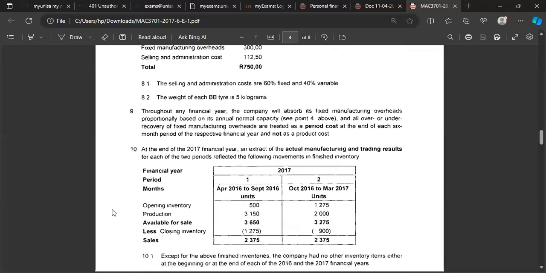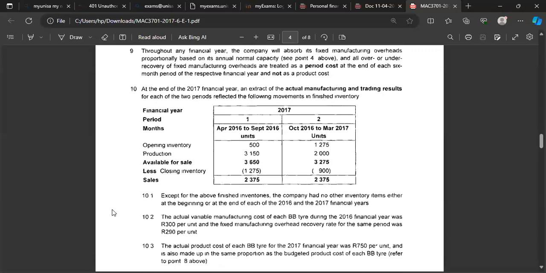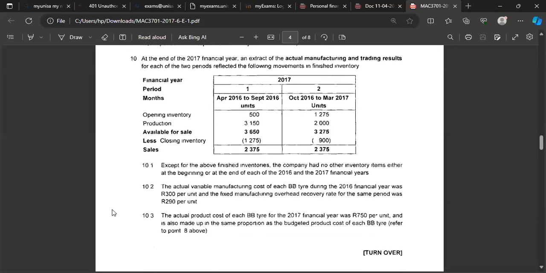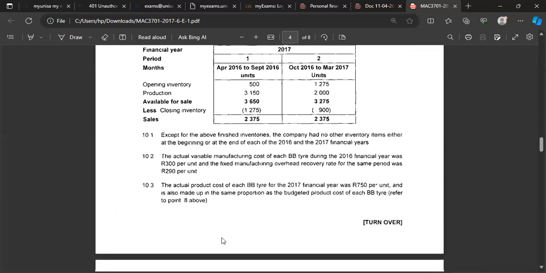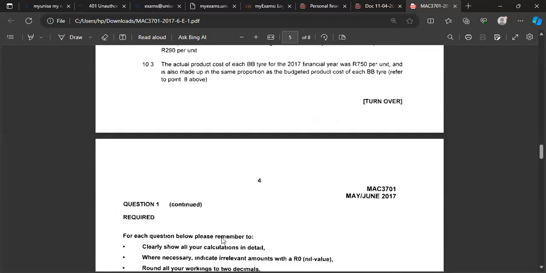And then this was our production, so there were no inventories. The actual variable overheads for that was given as that, and then for the same period was 290. And then the actual production cost of each PP tire was 750 and is also made up of, so this is where we get that information there. Refer to 8 above. Right, so there's nothing else there.